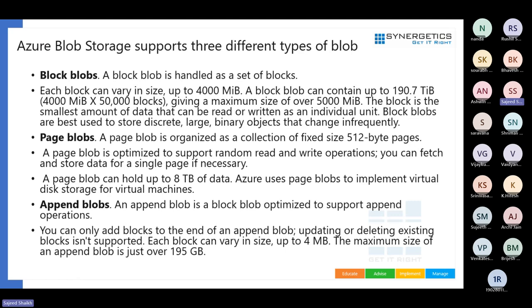An append blob is a block optimized for appending operations. So we can add blocks only to the end of an append blob, update them, or delete existing blobs, and so on. So these are the different types of blob storage in Azure. You've got block, page, and append.